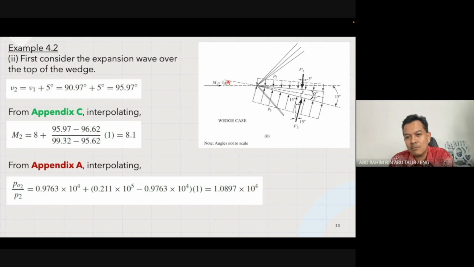If it does not come with an angle of attack of 10, it is similar to a diamond shape, diamond wedge, but not in this particular case, where we need to interpolate for the value of M2. So you will then get M2 to become 8.1 from Appendix C, using the same method just now. And then from Appendix A, you interpolate the pressure ratio P02 over P2. You can then obtain a value of 1.0897 times 10 to the power of 4.